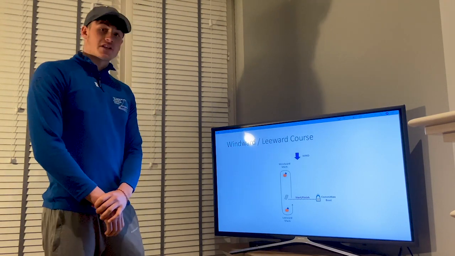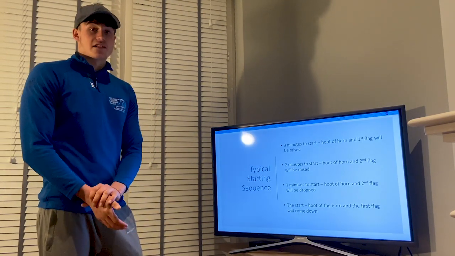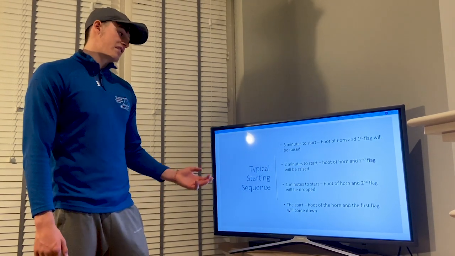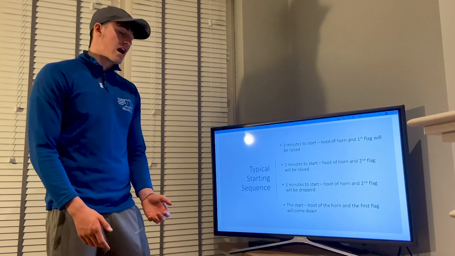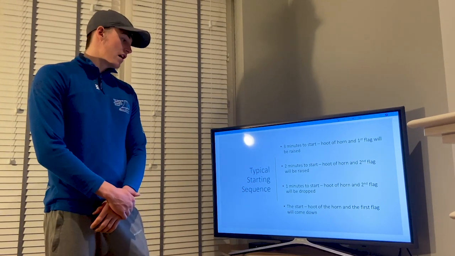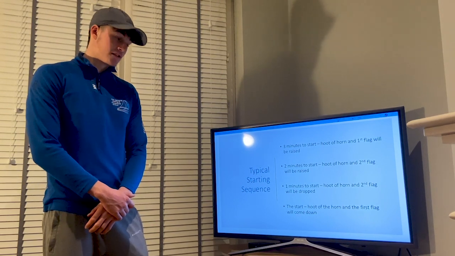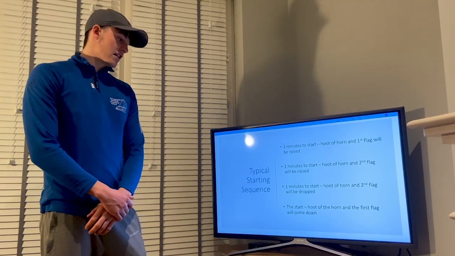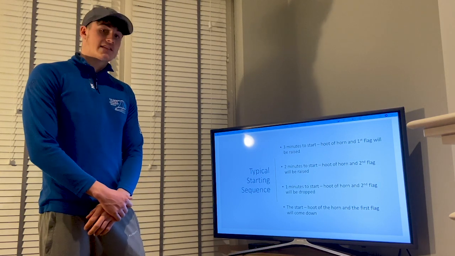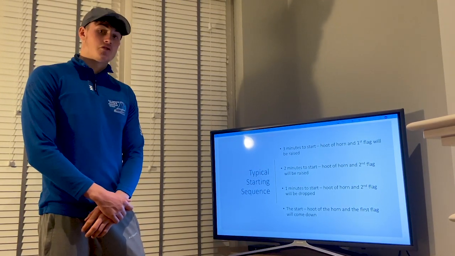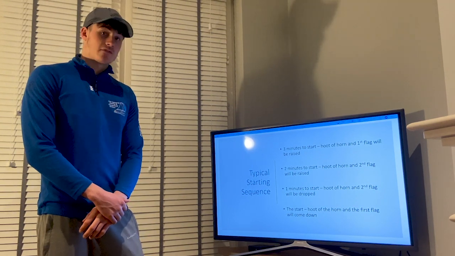So a start procedure. Typical starting sequences, and these may vary depending on where you're racing, what clubs, will be at 3 minutes to start, you'll get a hoot of a horn, and a flag will be raised on the committee boat. And then at 2 minutes to the start, another hoot, and a second flag will be raised. Then we get to 1 minute to start, another hoot, and the second flag will be dropped. And then at start, you'll find another hoot of the horn to say go, and the first flag will come down again.